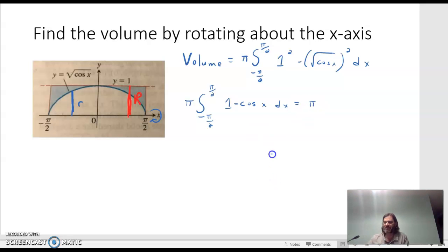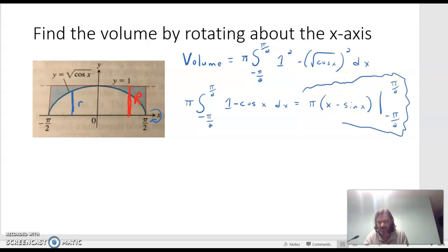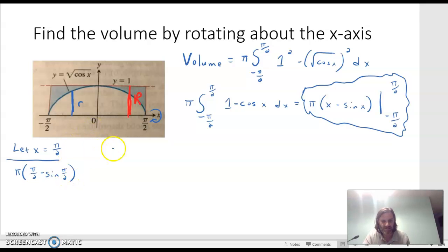Pi, the constant, stays on the outside. The integral of 1 is x, and the integral of negative cosine is negative sine of x. That'll still be run from negative pi over 2 to positive pi over 2. So we've got the antiderivative, and we know our bounds, so let's start plugging things in. We'll let x equal pi over 2, which gives pi times pi over 2 minus the sine of pi over 2. Then we subtract off, letting x equal negative pi over 2, which is a little messy, but that'll be pi times negative pi over 2 minus the sine of negative pi over 2.